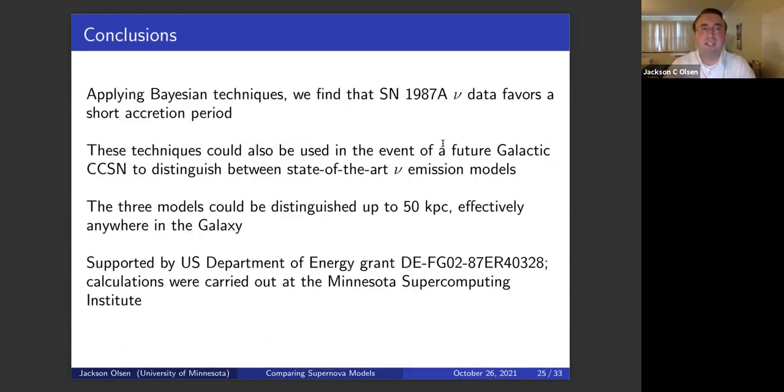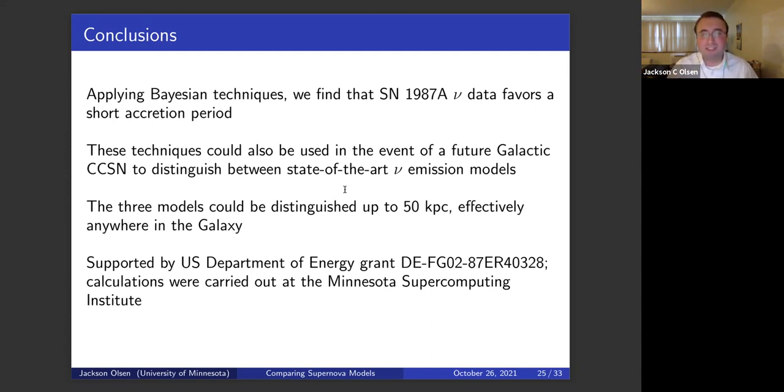So to conclude, we found that by applying these Bayesian model comparison techniques, the Supernova 1987A neutrino data, at least in the Kamiokande 2 detector, seems to favor a model with a short accretion period. We could also use these techniques in the event of a future galactic supernova to distinguish between neutrino emission models. And the 3 models that we considered here could be distinguished up to 50 kiloparsecs.